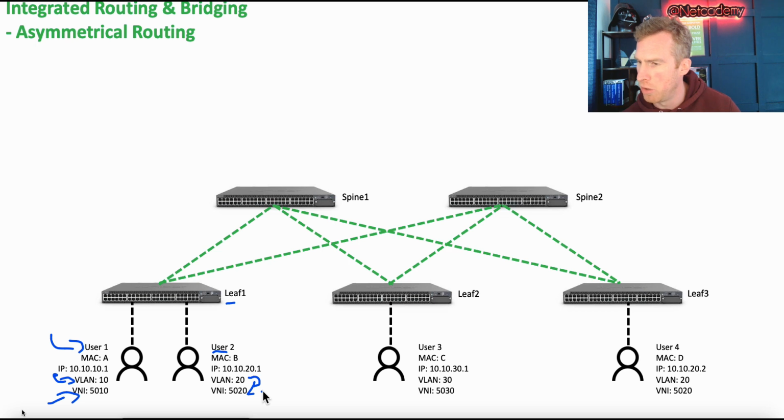And all the way over on the right hand side, I'm skipping leaf 2 for a reason right now, but all the way over on leaf 3, you've got user 4 with MAC address D, just keeping it simple, and the IP address, but this is also in VLAN 20, which is aligned to VNI 5020, however you want to pronounce it.